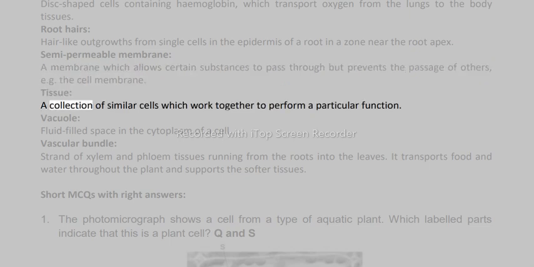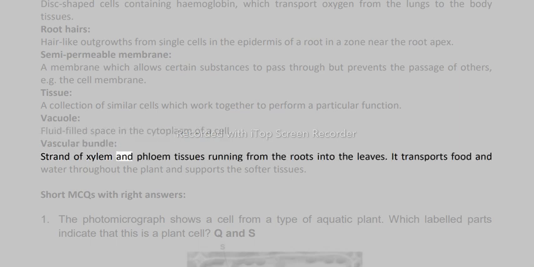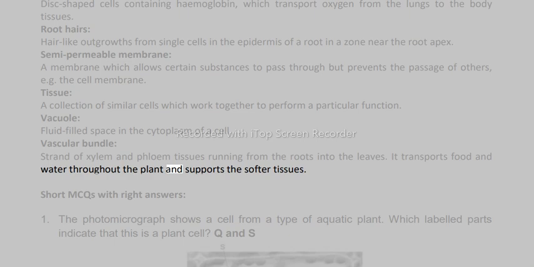Tissue, a collection of similar cells which work together to perform a particular function. Vacuole, fluid-filled space in the cytoplasm of a cell. Vascular bundle, strand of xylem and phloem tissues running from the roots into the leaves. It transports food and water throughout the plant and supports the softer tissues.